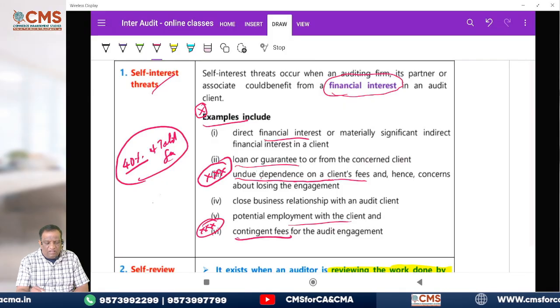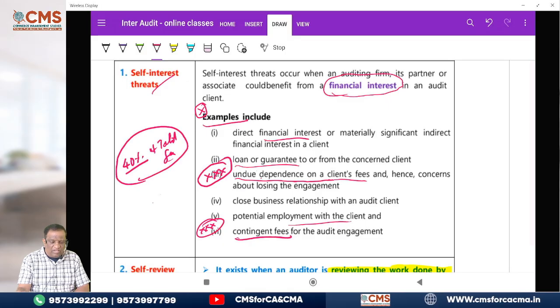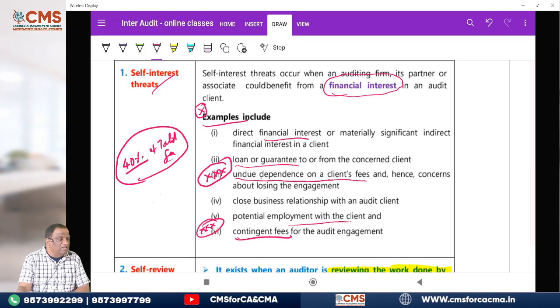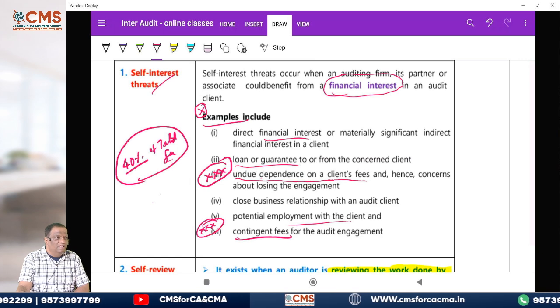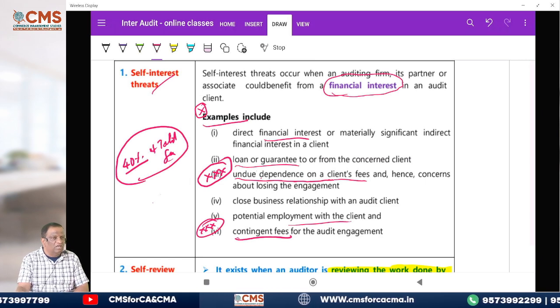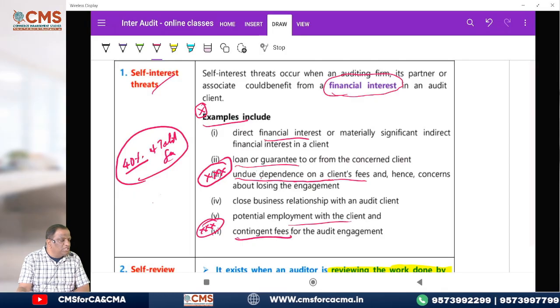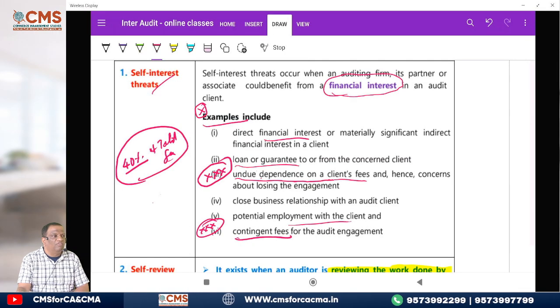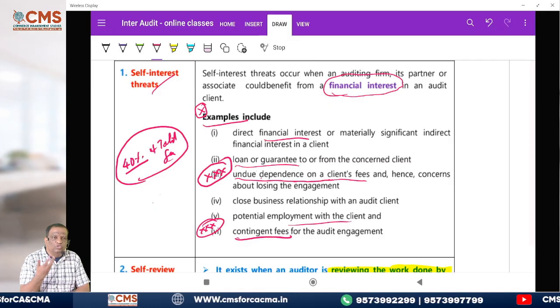And then the other important one is contingent fees. So what do you mean by contingent? May happen or may not happen. Similarly, contingent fees, to cut short in the interest of time, means a percentage. So charging the audit fee based on a percentage, like how valuers take their fees for valuation of a building. They charge 2% of it.